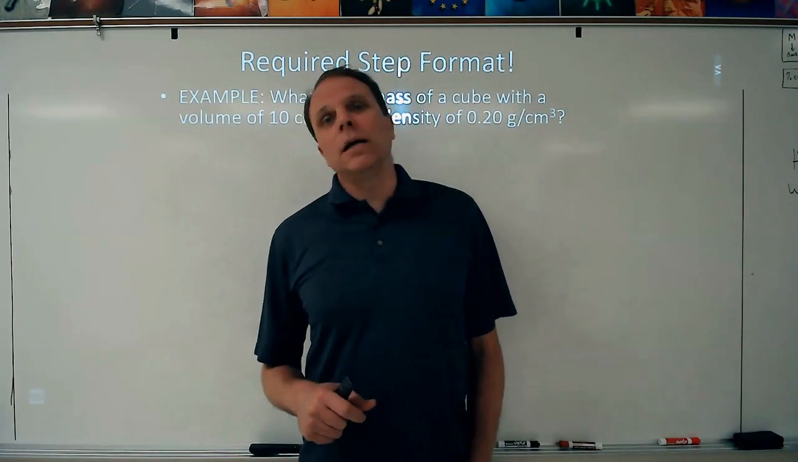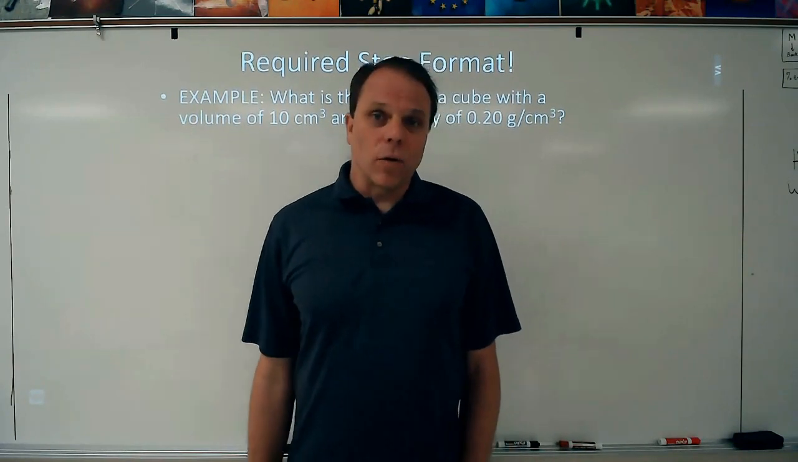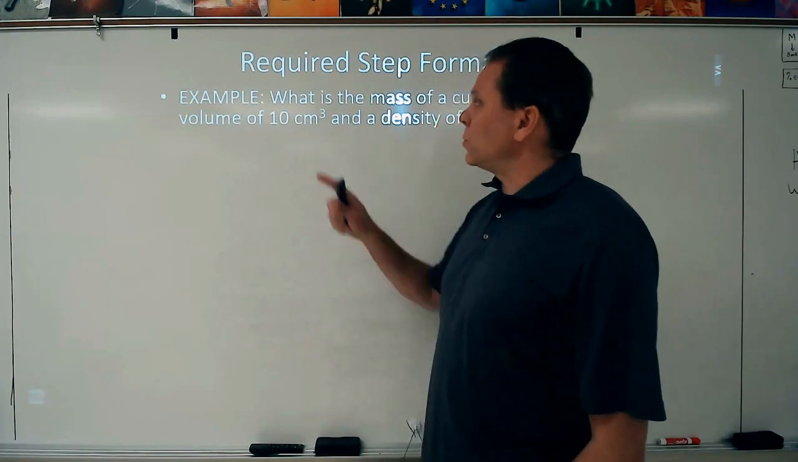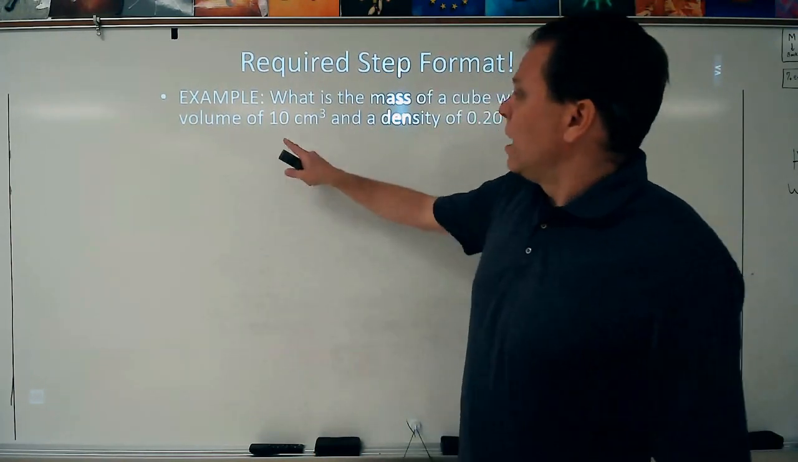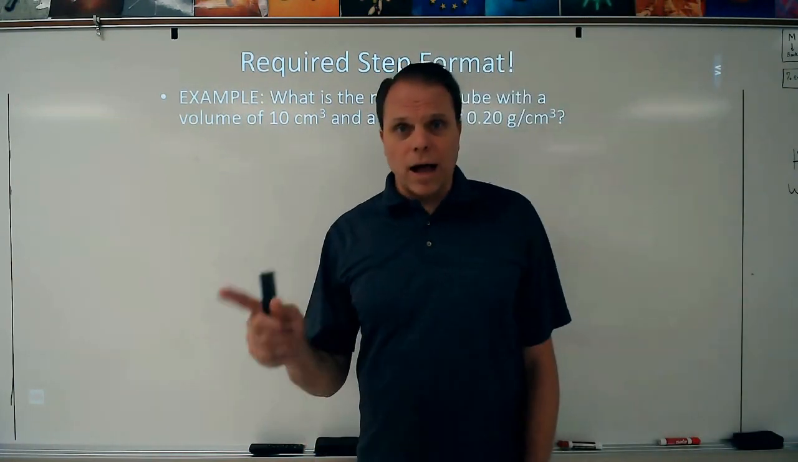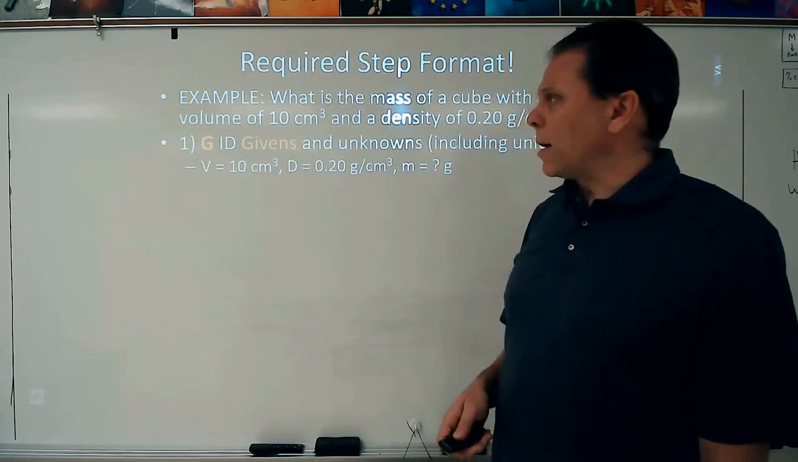And we use the acronym GEMS, G-E-M-S, in order to signify what steps you should be following. So this one is going to be one that ends up having a formula, right? So we just learned the density formula. You can see volume, you can see density, and they're asking for mass. So they're asking for the M, they're giving you the D and the V. So let's look at how that would go.